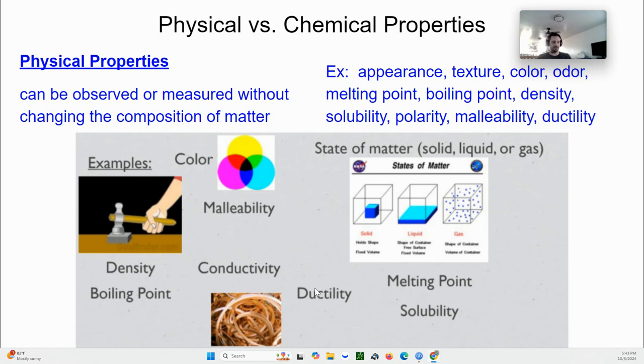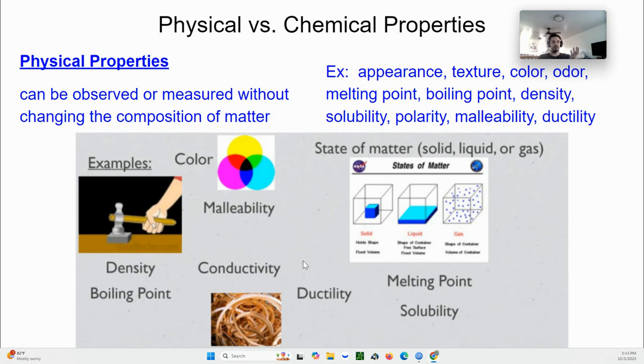Ductility. Ductility is always one that a lot of students don't know, but it's how easily can you turn it into wires. That's why the wires picture is here. So can you make it into wires? The reason they use the term ductility: duct, D-U-C-T, is a passageway for something. So there were the aqueducts in Rome. Aqua is water, duct, water passageway.